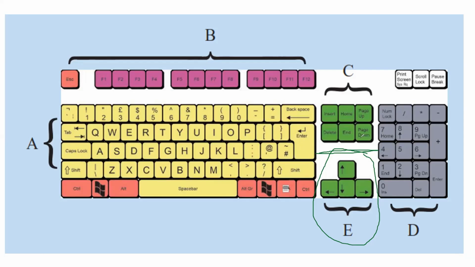Up, this is the up one. Up, down, right, left. Right. Okay. Today we discuss about the keyboard. Right? Today we discuss about the keyboard. Right? And we discuss about the types of keyboard.